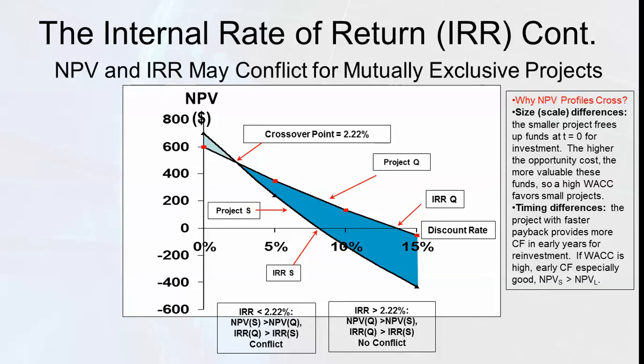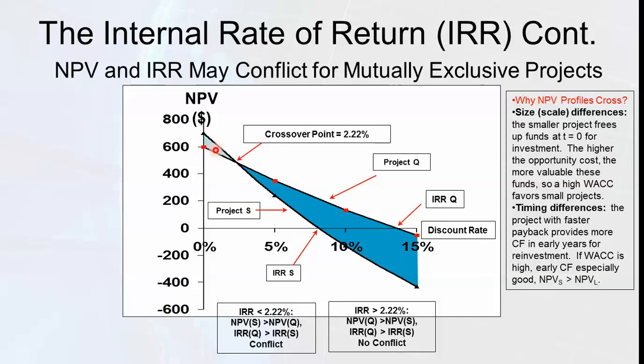So the conflict between these two rules is basically because of the size or scale difference and the timing difference. Size difference means the size of the investment. Smaller projects free up funds at time zero for investment. Therefore, the higher the opportunity cost, the more valuable the funds are. So a high WACC favors small projects. Therefore this project S is favorable here.